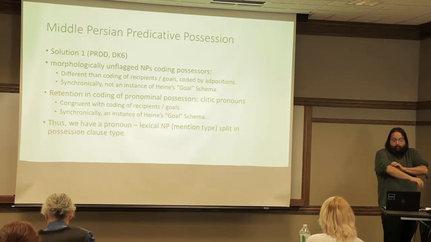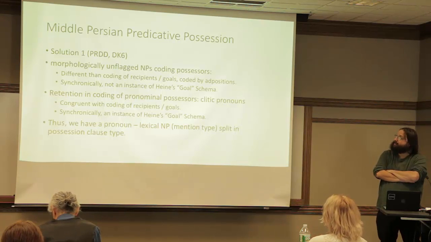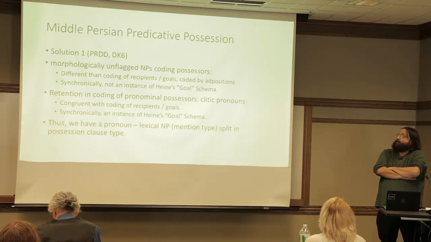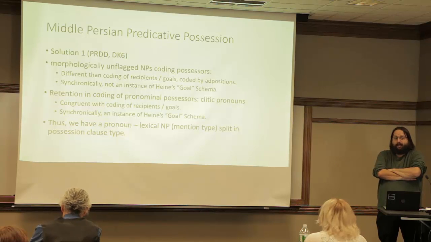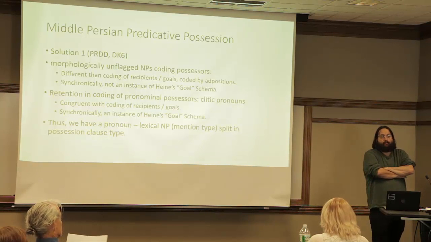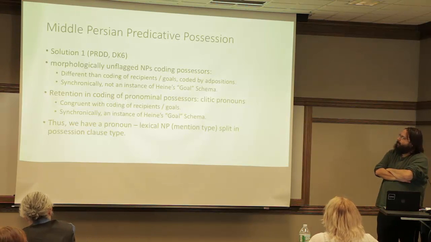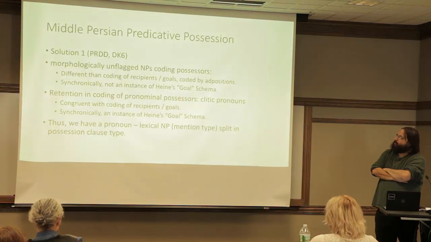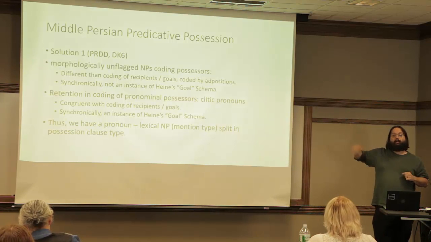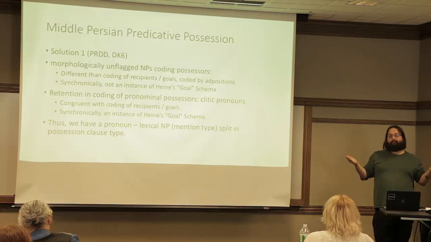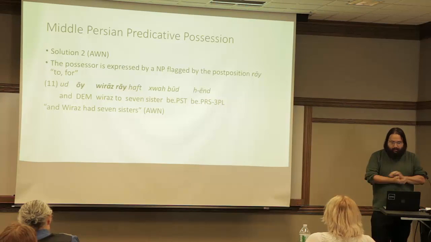So this is what I call solution 1 in Middle Persian. There is a morphologically unflagged noun phrase coding possessors. It is not the case that this is the way recipients and benefactives and goals are coded in this language. Those are coded usually with an adposition or a postposition, ra. There is a split typology, if you want, between lexical and pronominal possessors in Middle Persian.